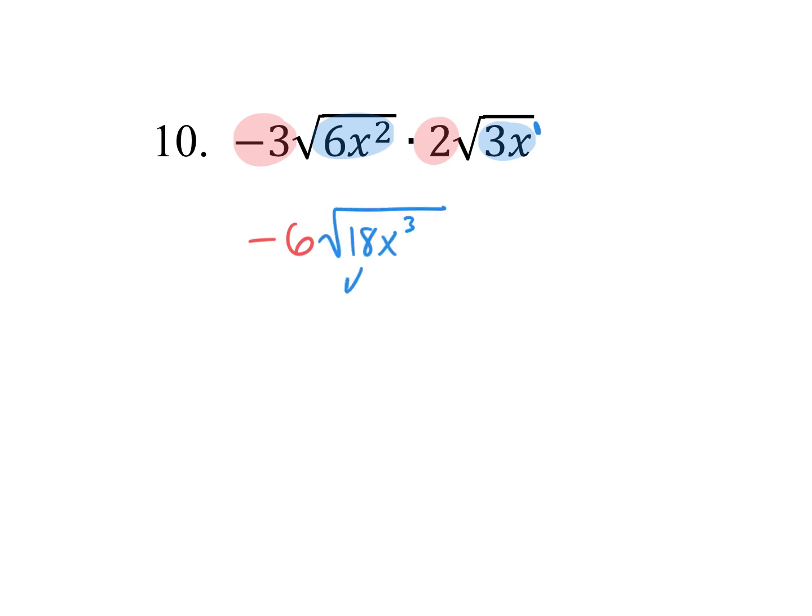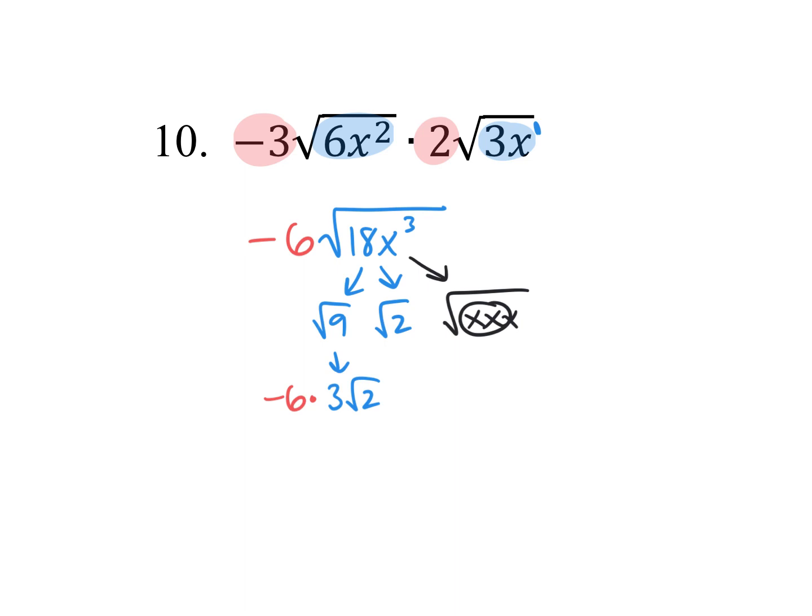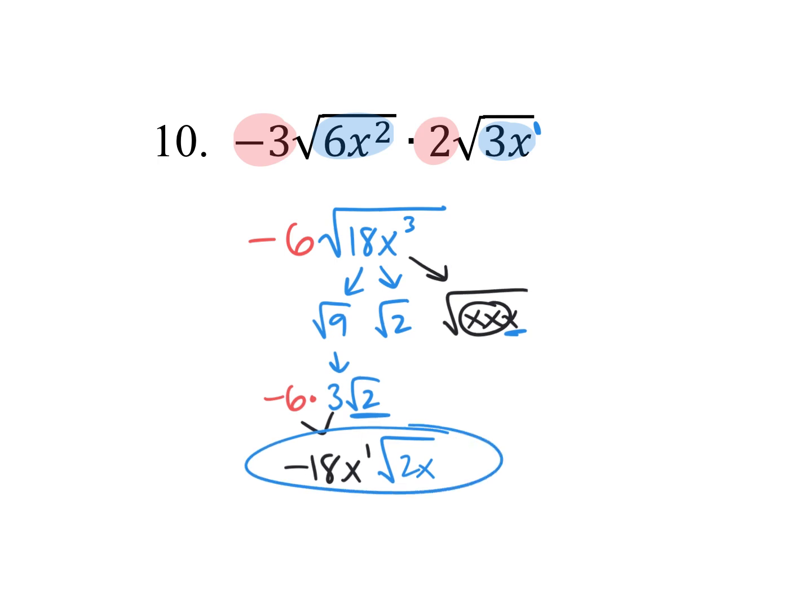The square root of 18 would be the square root of 9 times the square root of 2. And the square root of 9 is 3. And there is that -6 down in front. And then if I look at my x's, I have 3 x's, which means I'm going to have one group of 2. So my final answer would be -18x to the 1st power. And then my leftover square root of 2 square root of x for your final answer.